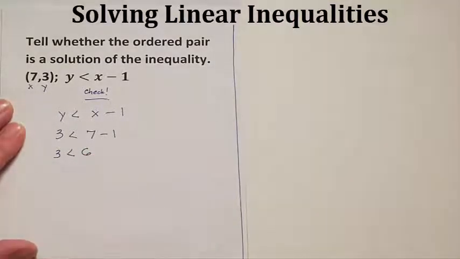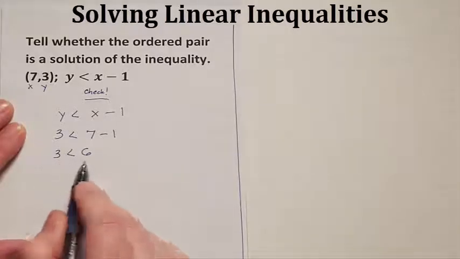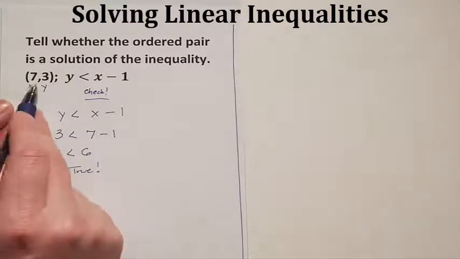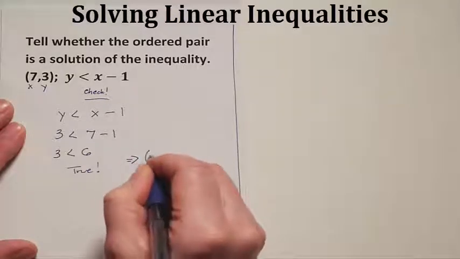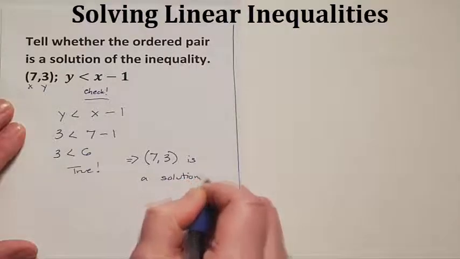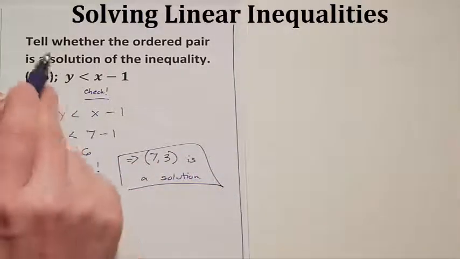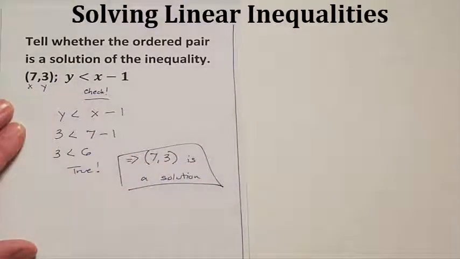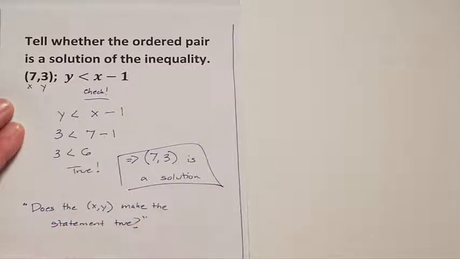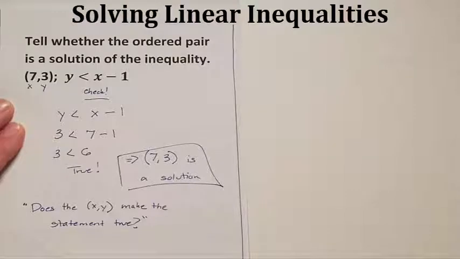So now that we've come down to a statement, we need to tell whether or not this statement is true. Is 3 less than 6? This statement is true. 3 is smaller than 6. If the statement is true, then this is in fact an answer. So you are then going to say that the coordinate point 7, 3 is a solution. So the whole point of tell whether the ordered pair is a solution to the inequality or not is you asking yourself, does the xy coordinate point actually make the statement true?